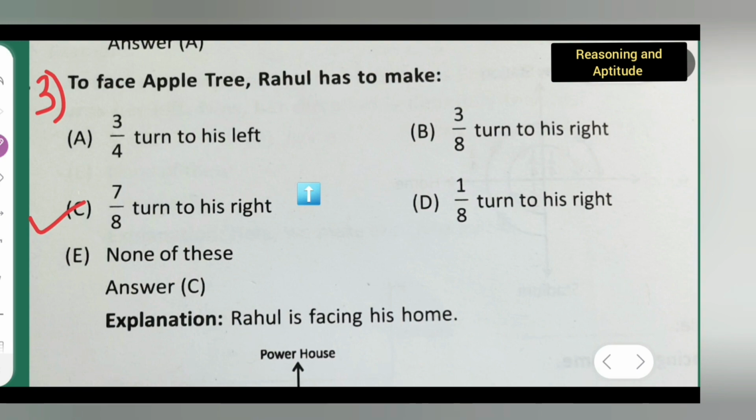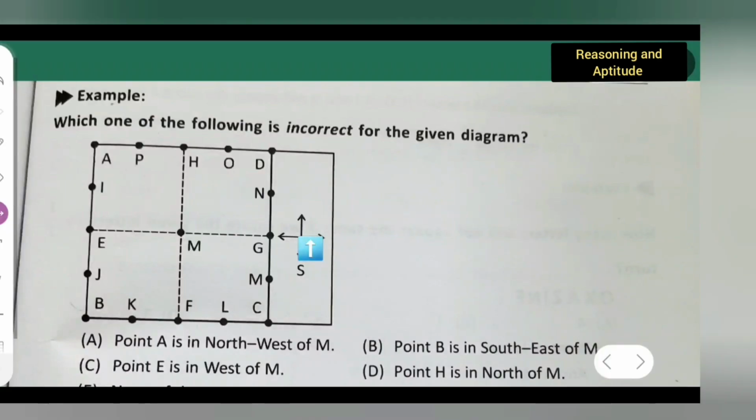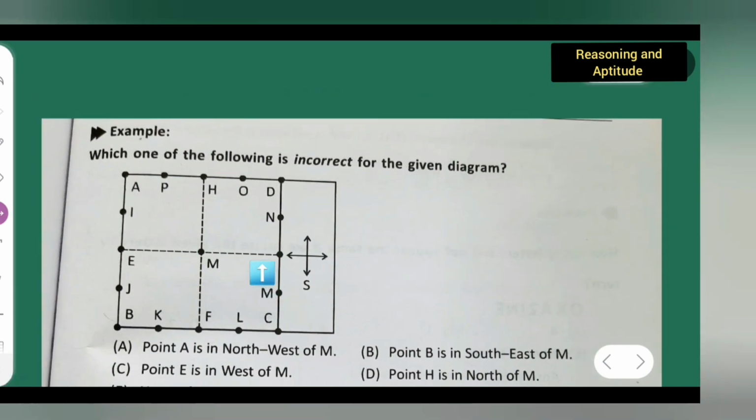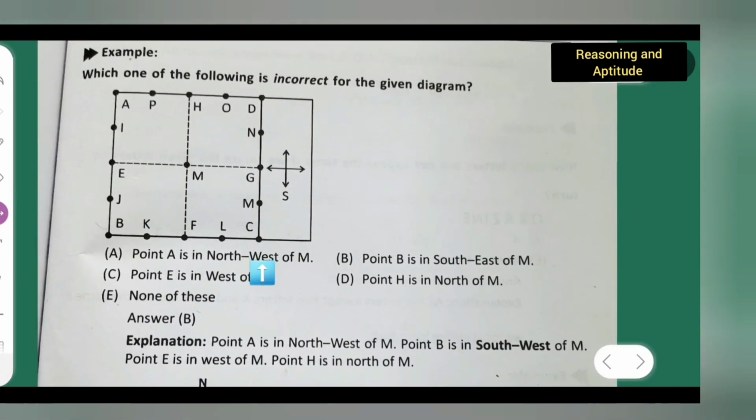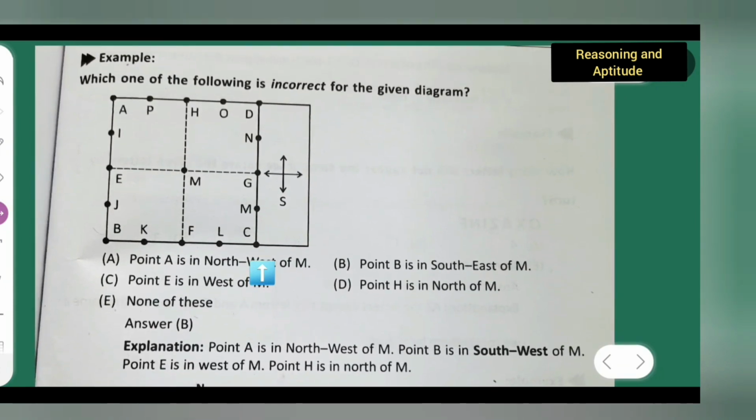So next example, let us see what is given. Which one of the following is incorrect for the given diagram? The options are given here, and obviously option B will be the correct option. Why is option B the correct option?